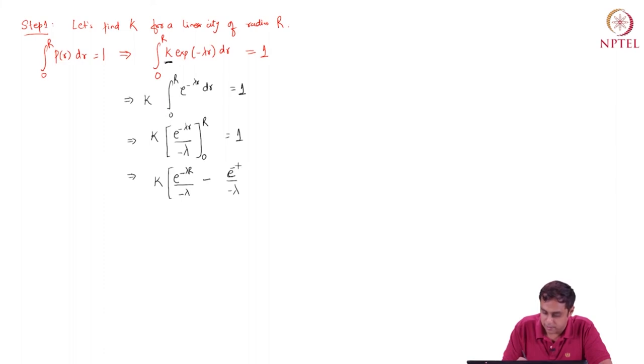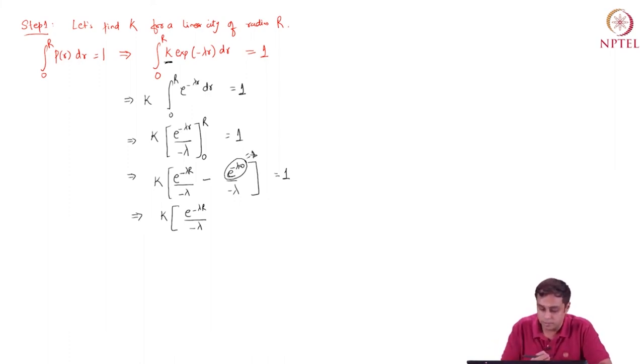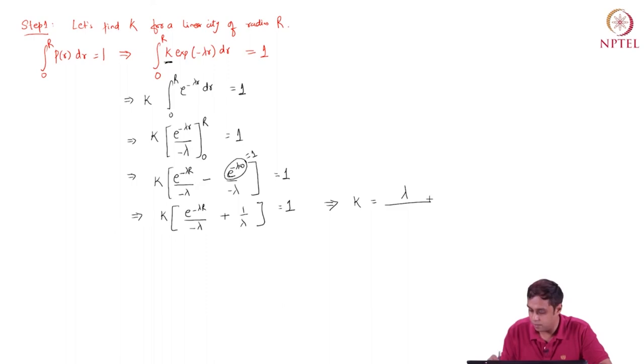I'm sorry about that. So k times [e to the power minus lambda R over minus lambda minus e to the power minus lambda 0 over minus lambda] equals 1. The second term: e to the power 0 is 1, so it is 1 over minus lambda with a negative sign in front. So I have k times (1 minus e to the power minus lambda R) over lambda equals 1. This implies that k equals lambda over 1 minus e to the power minus lambda R.